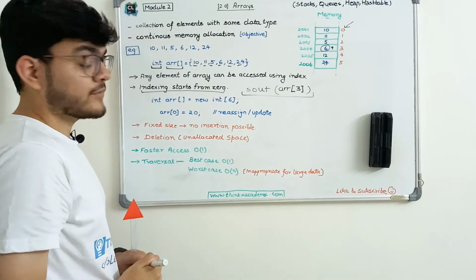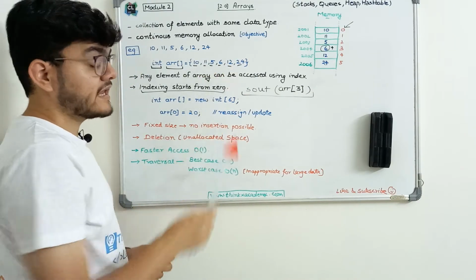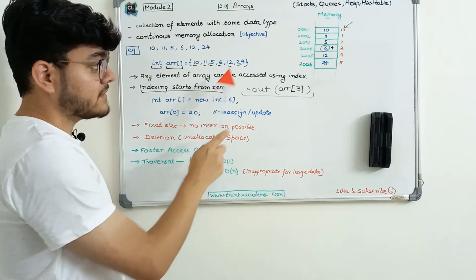There is one more interesting way to define an array. Let's suppose that we do not know the elements yet, but we know that the elements are 6.